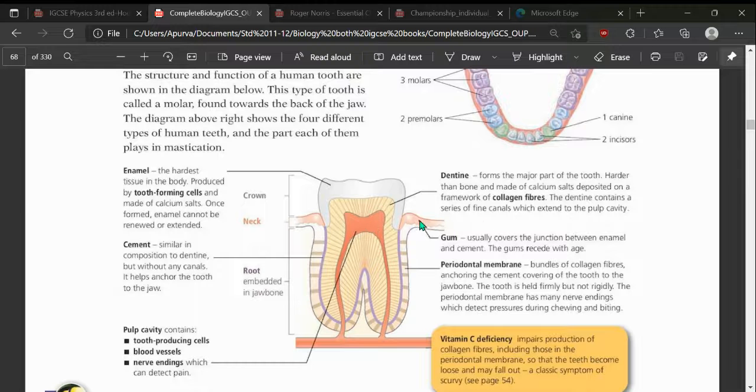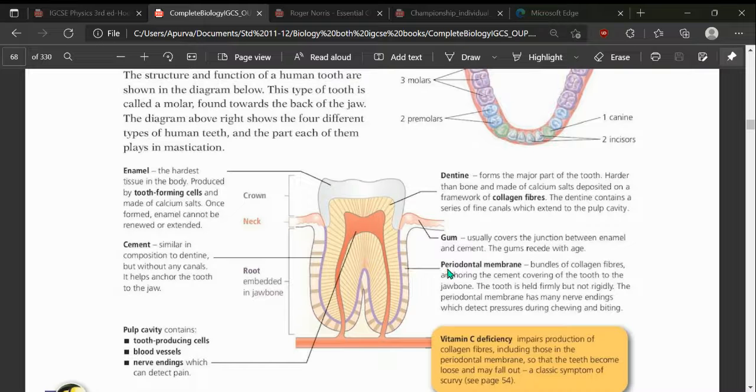Then you have your gum. Oh wait, hang on. There's the cement, similar in composition to dentin but without any canals, which helps anchor the tooth to the jaw. Okay, this purple line is the cement. Got it. Then you have the root embedded in the jawbone. So this part here is the root. This part is the neck. This is the crown, which you see. The neck is like this part.